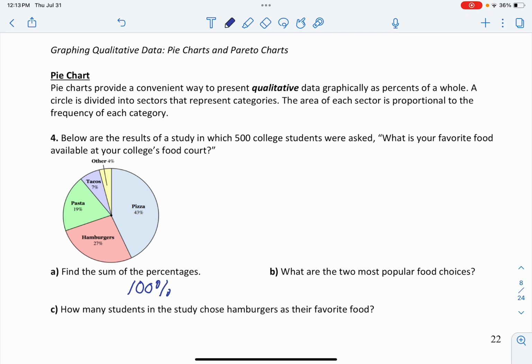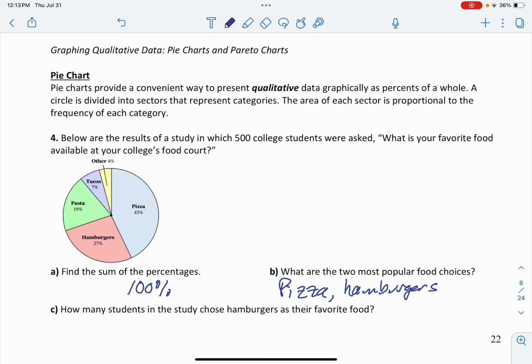Two most popular food choices obviously are pizza and hamburgers. That makes me hungry. It's around lunchtime. All right, but don't get too distracted.